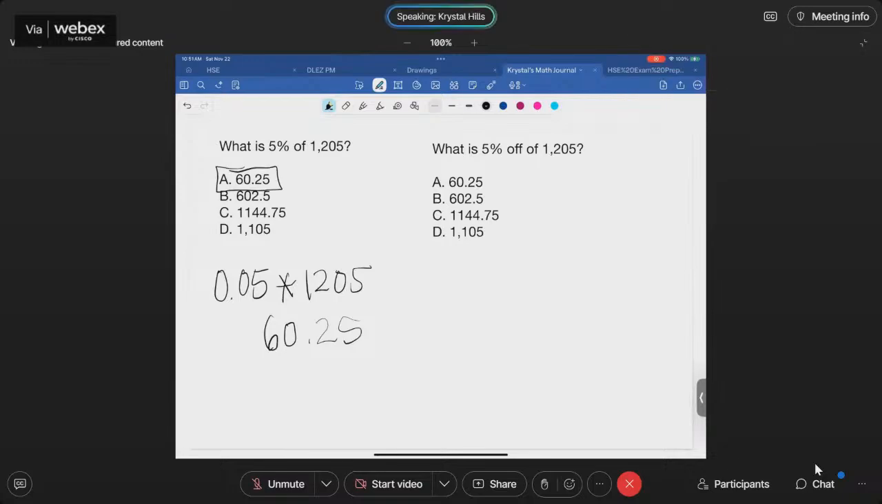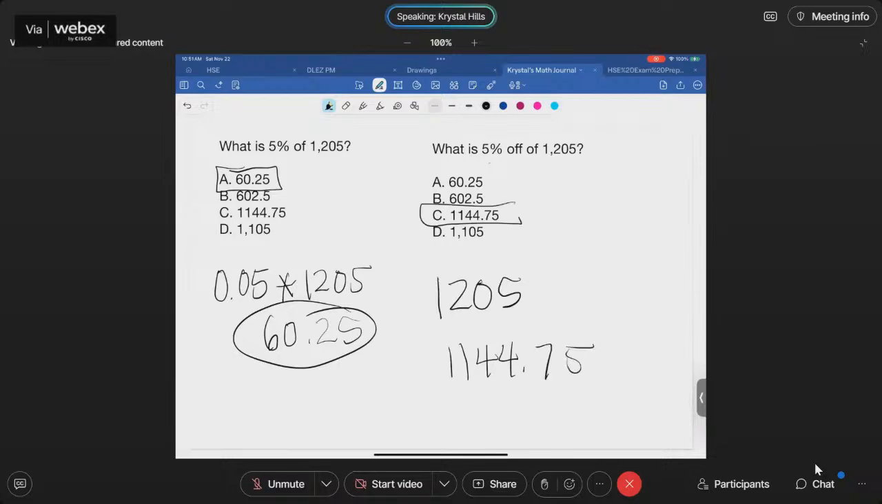Now I want to see what's 5% off of 1205. So I know 5% of 1205 is this. And then I just need to subtract 1205 minus 60.25, and I get 1,144 and 75 hundredths, and C is my answer.